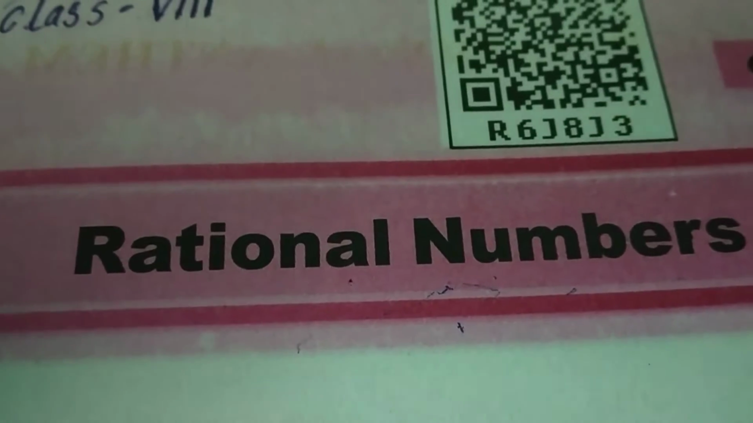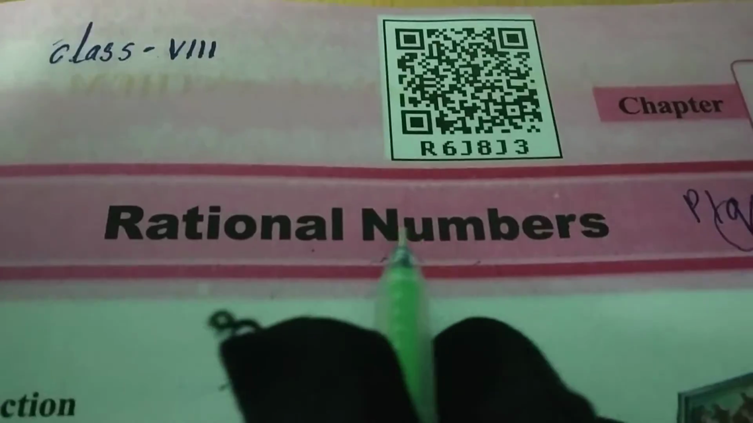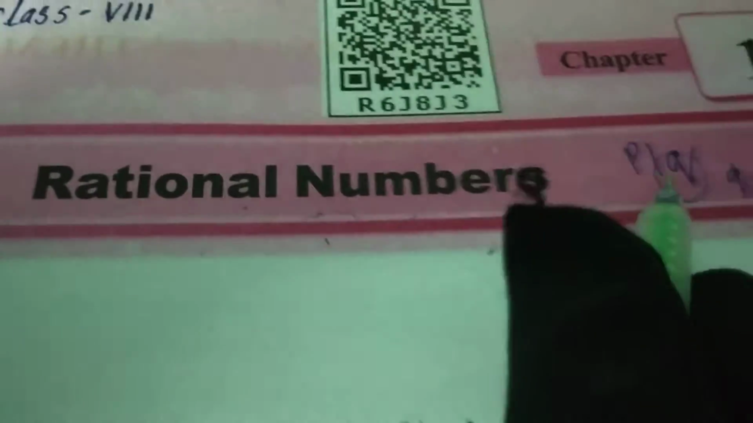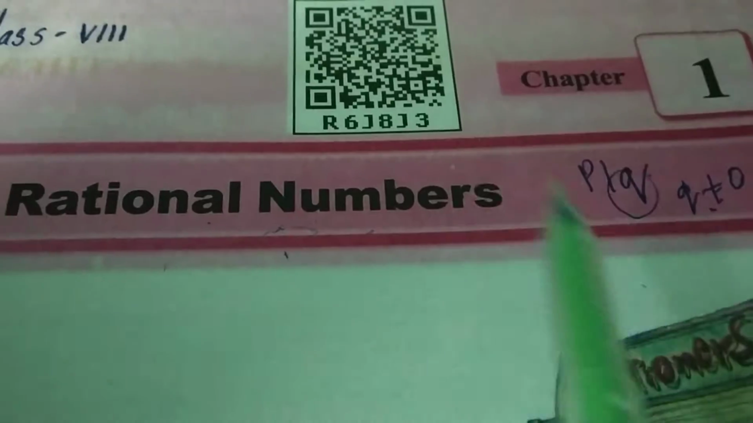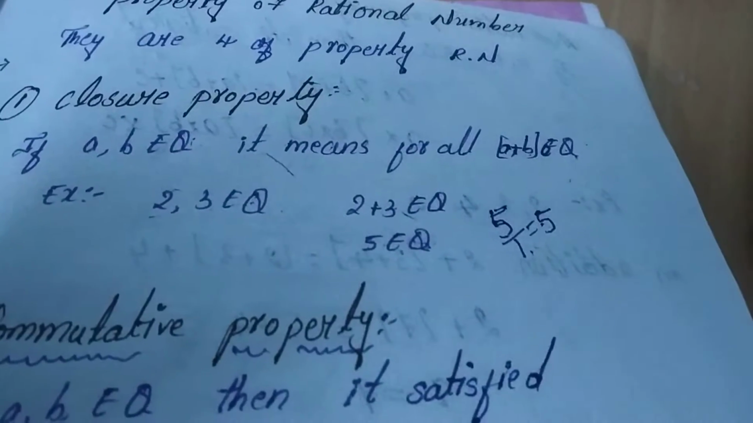Yesterday we started our chapter called rational numbers. What is a rational number? A rational number is a number which can be written in the form of p by q, where q should not be equal to 0. The denominator should not be equal to 0.